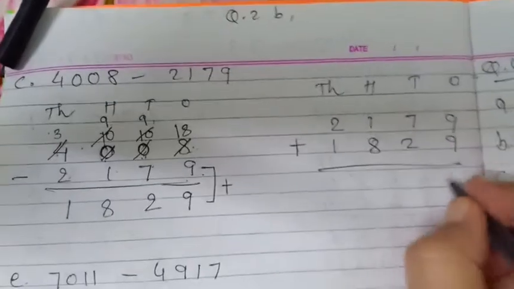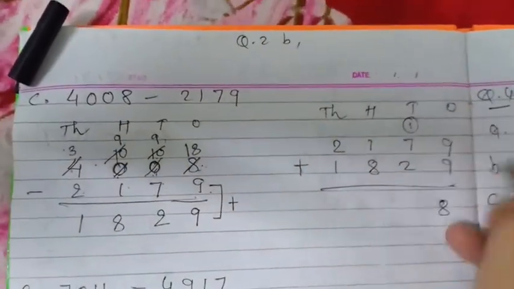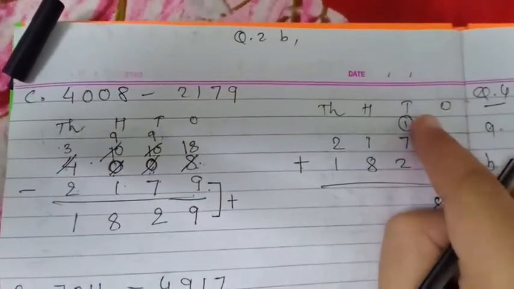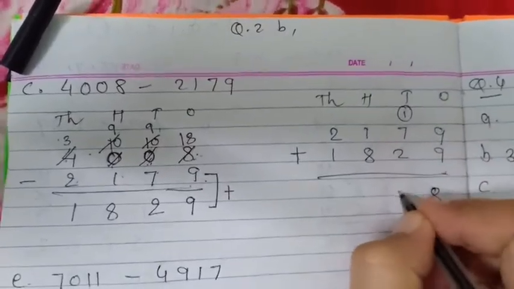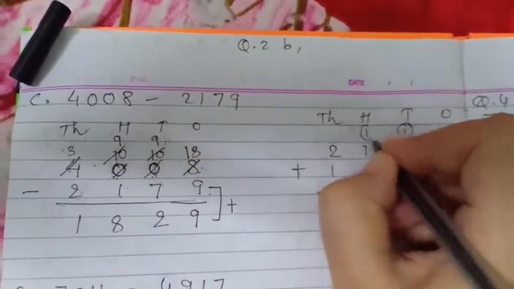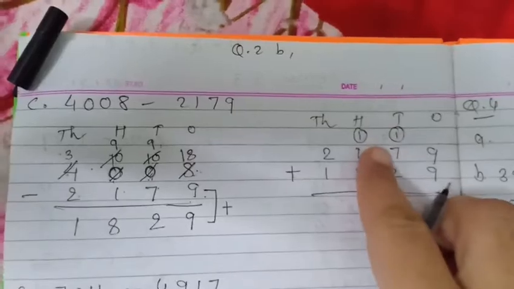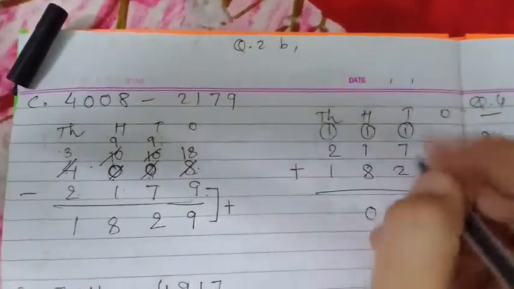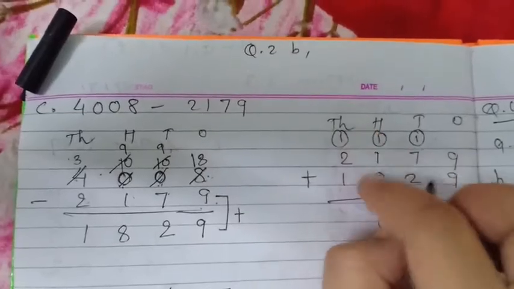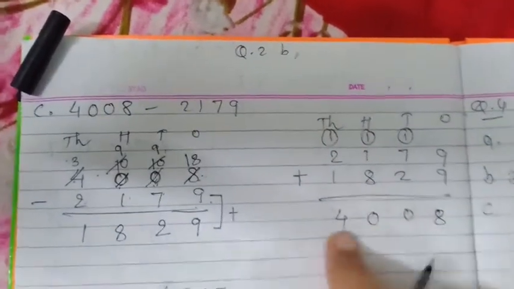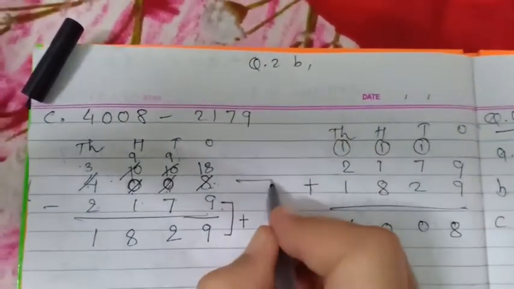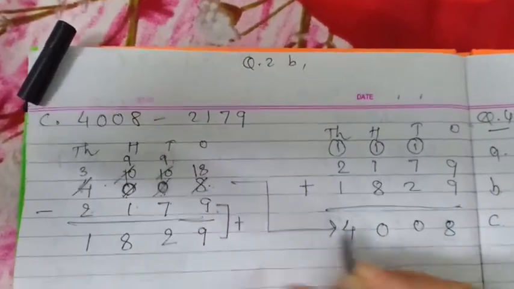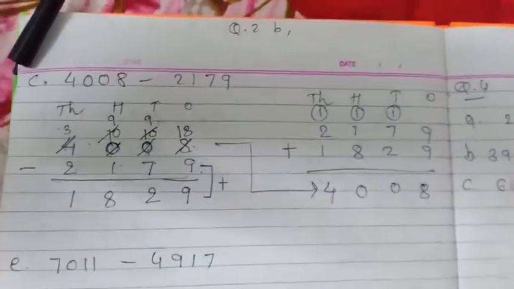9 plus 9, 18. 1 carry. 7 plus 1, 8. 8 plus 2, 10. 0, 1 carry. 1 plus 1, 2. 2 plus 8, 10. 0, 1 carry. 2 plus 1, 3. 3 plus 1, 4. Answer is 4008. It's the same as the minus, so your answer is correct.